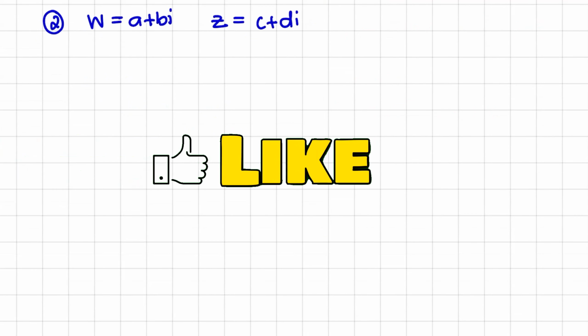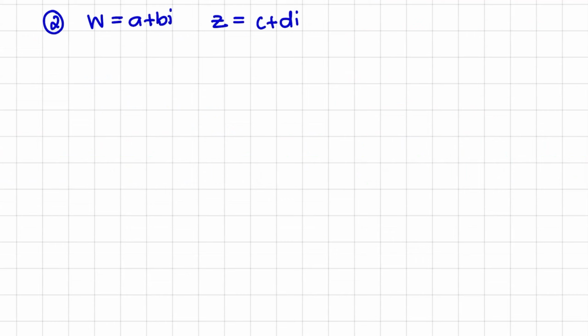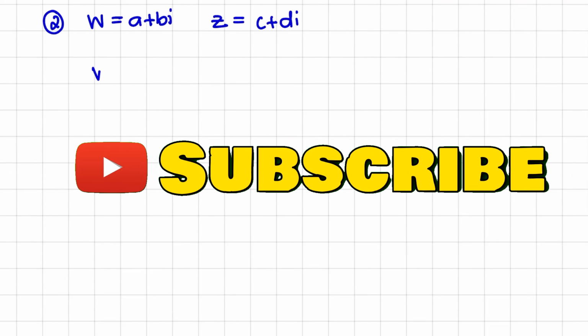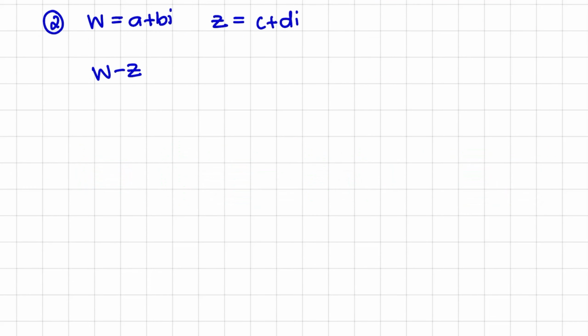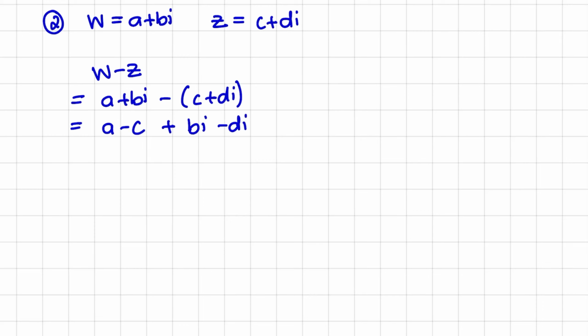In our second example, again, we have W and Z as complex numbers, and now we will subtract them from one another. So that will be A plus Bi minus, and in brackets, C plus Di. And when I simplify, I have A minus C plus Bi minus Di. Or we could say (A minus C) plus (B minus D)i.